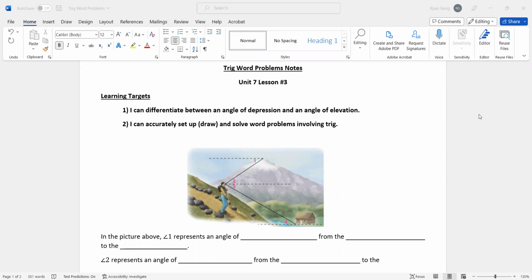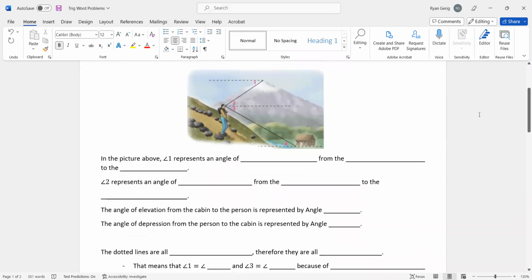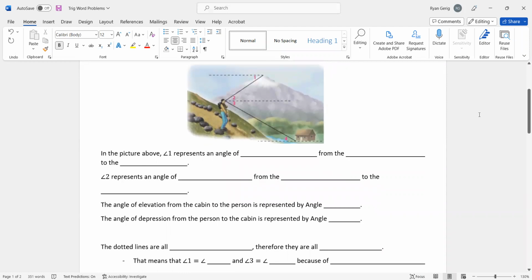And learning targets: I can differentiate between an angle of depression and an angle of elevation, and I can accurately set up and solve word problems involving trig. So we're going to focus right away on angles of depression and angles of elevation. This picture is going to help us with that.